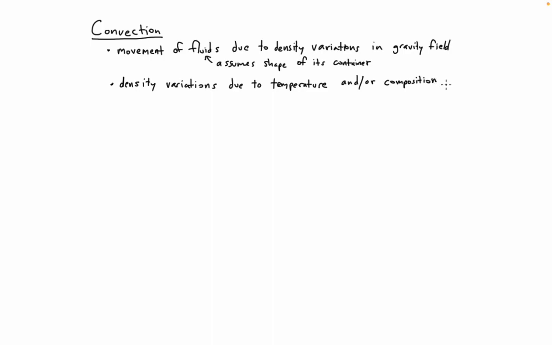And both of these are important for different things that we'll be talking about. So, for example, water becomes more dense when it's saltier, and when it cools down. And both of those matter for ocean circulation.